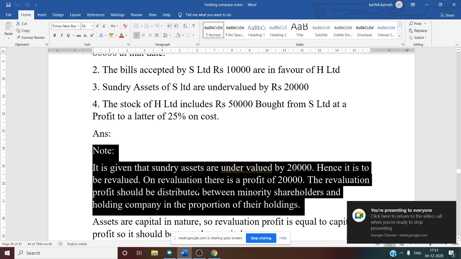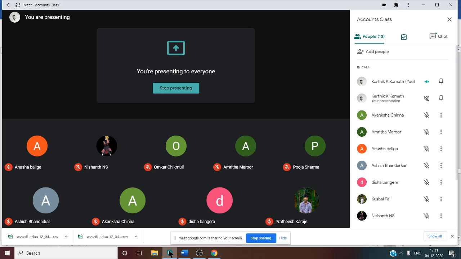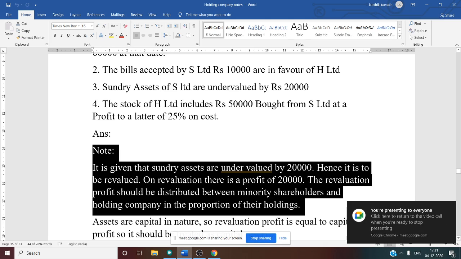On revaluation, there is a profit of 20,000. How do we know that there is a profit of 20,000? Because on the asset side, sundry assets under the subsidiary company column, in the question, is given as 1,20,000. Actually, it is 1,40,000. They have shown 20,000 less. That is why we can easily understand there is a profit of 20,000.